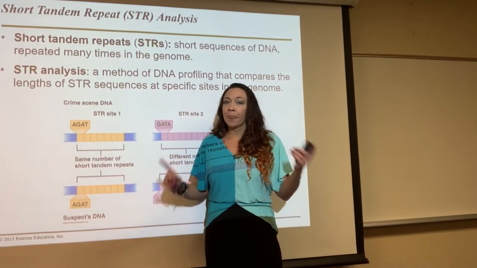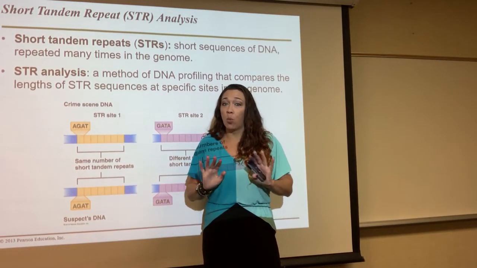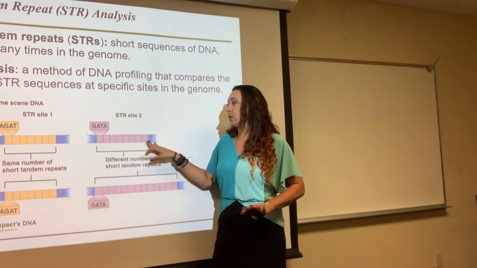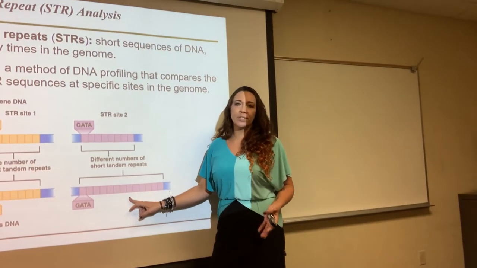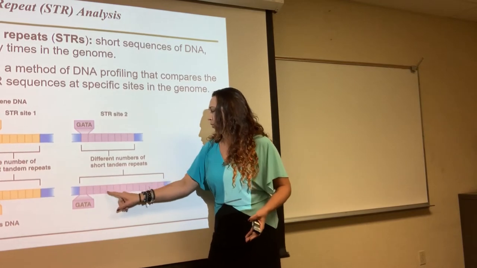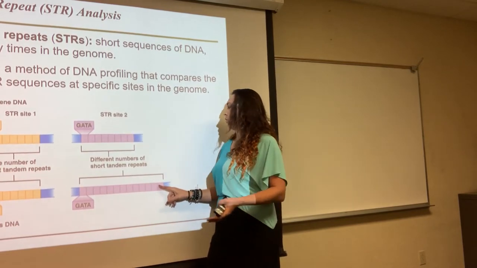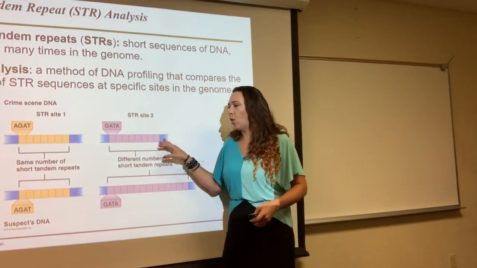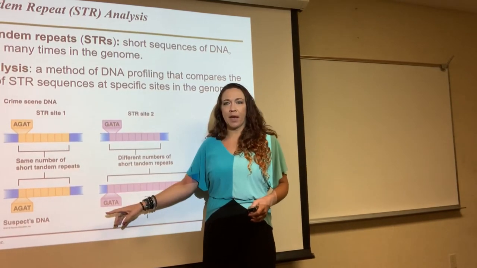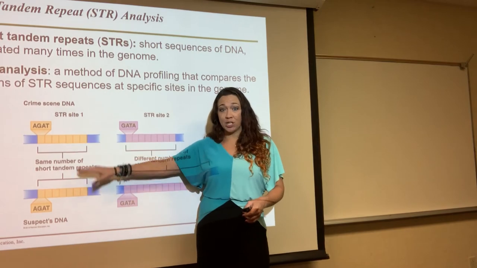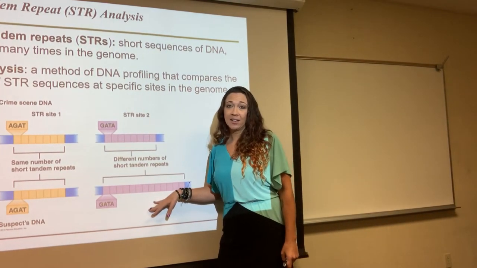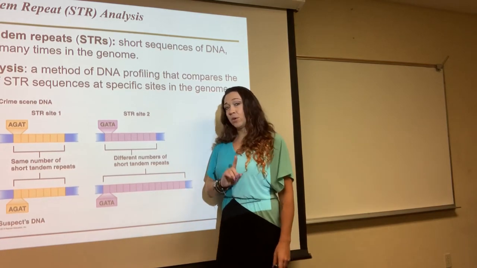Okay, great. However, remember this, you don't want to just look at one site. So now we look over here at STR site number 2, and we can say this one has 8. Uh-oh. But our suspect has 1, 2, 3, 4, 5, 6, 7, 8, 9, 10, 11, 12, 13. So now, because we looked at multiple STR sites, we know this suspect is not the right suspect. Yes, the first STR site did match up perfectly, but the second one didn't, which means it's not his DNA. So hopefully that makes sense to you guys. If not, we're going to watch a video on it.